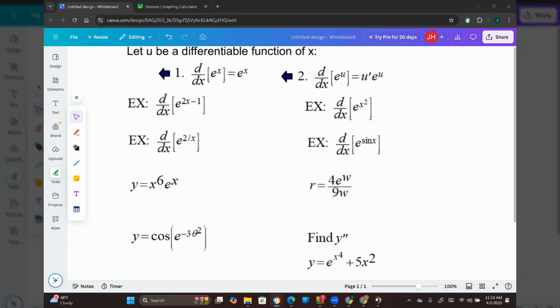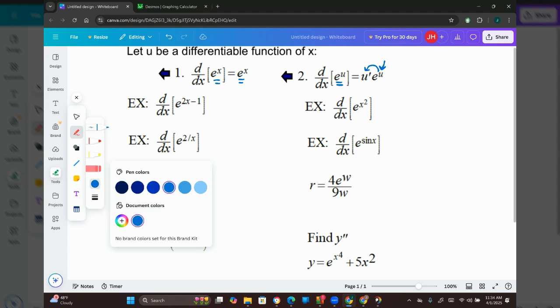We're going to talk about derivatives of e to the x, or derivatives that involve e to the x. What is the derivative of e to the x? Well, it is simply e to the x. And if you have e raised to a function, you have to think chain rule. I have a composite. I need to multiply by the derivative out front.